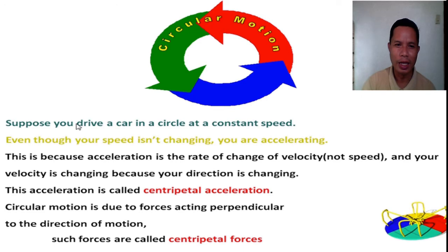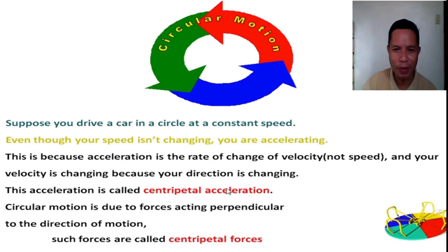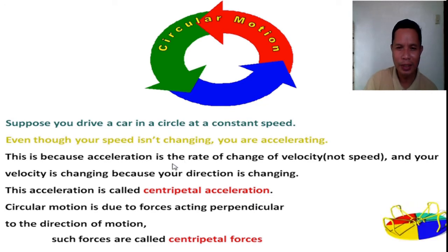Circular motion again. Suppose you drive a car in a circle at a constant speed. Even though your speed isn't changing, you are accelerating. This is because acceleration is the rate of change of velocity, not the speed, and your velocity is changing because your direction is changing. Ang tawag po doon sa acceleration na yun ay centripetal acceleration. Again, centripetal acceleration is the rate of change in velocity, and the circular motion is due to forces acting perpendicular to the direction of motion. Such forces are called centripetal.